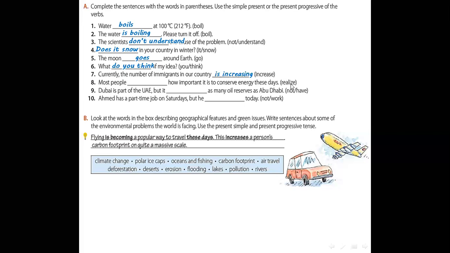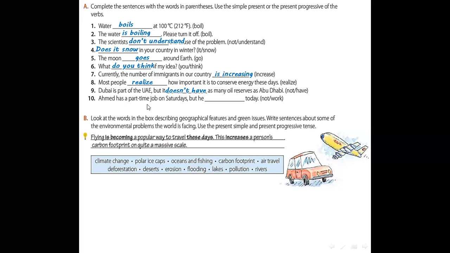Number 8, most people realize how important it is to conserve energy these days. But the verb here is realize, so we must use simple present. Realize. Number 9, Dubai is part of the UAE, but it doesn't have as many oil resources as Abu Dhabi. Negative form for simple present: doesn't have.